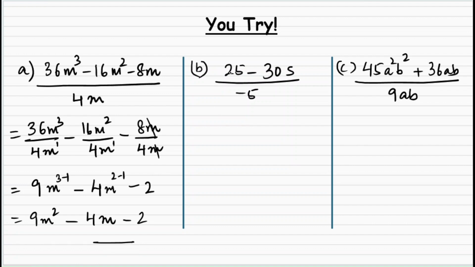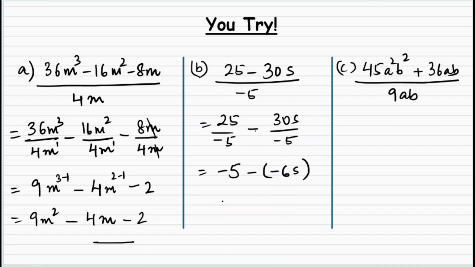Let's do B part. 25 divided by negative 5, minus 30s divided by negative 5. 25 divided by negative 5 is negative 5, minus, what is 30 divided by negative 5? It's negative 6s. And as I have told you, two negatives become positive. So negative 5 plus 6s is our answer.